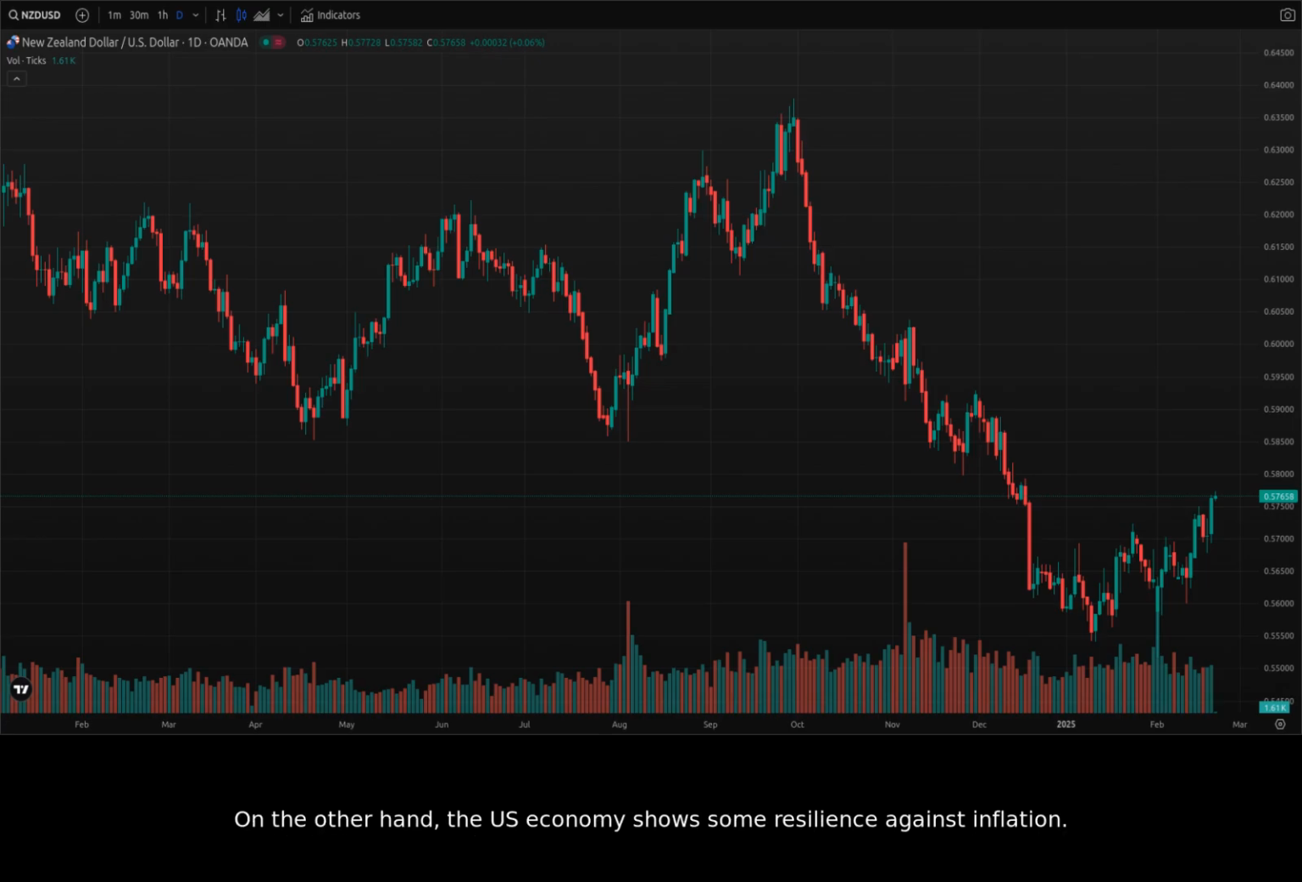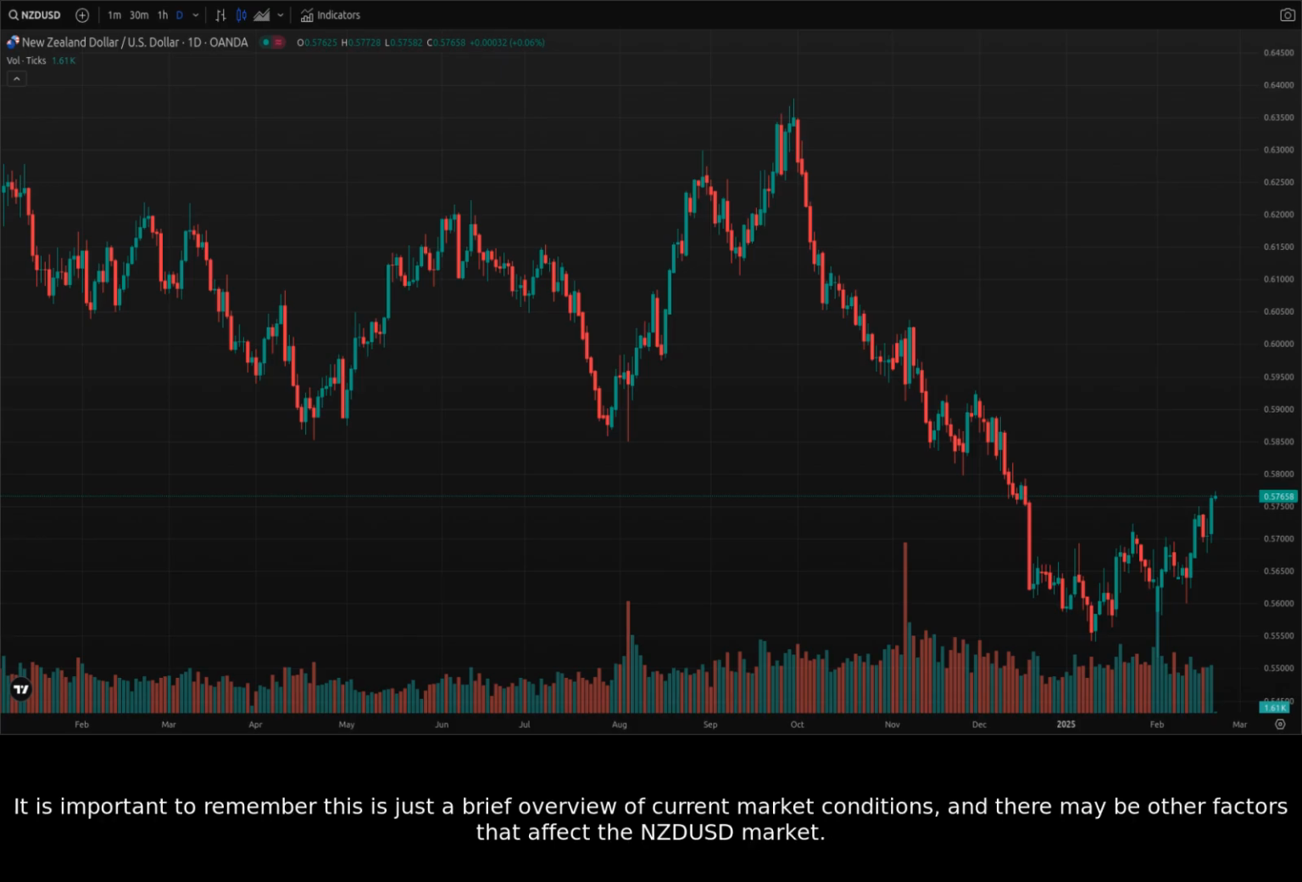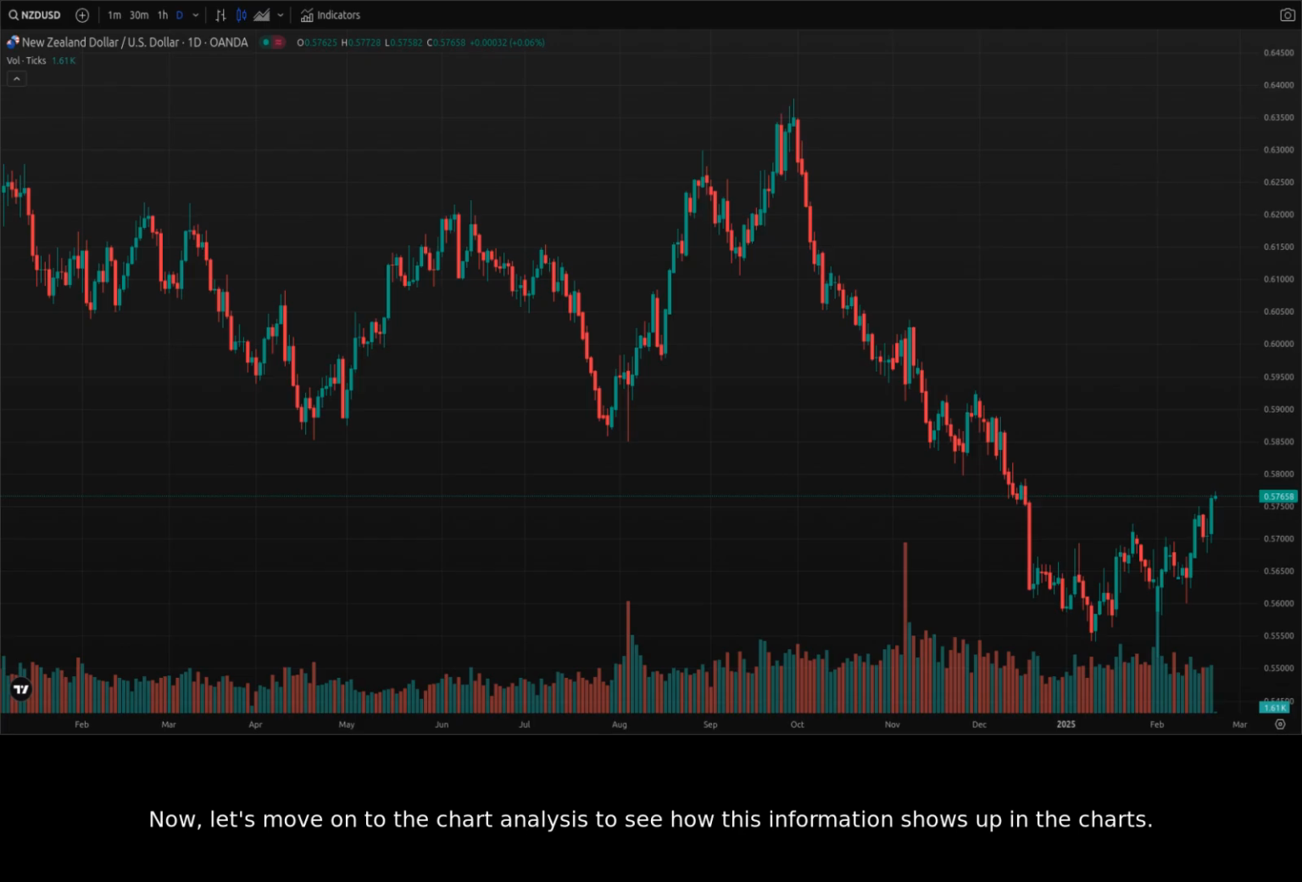On the other hand, the U.S. economy shows some resilience against inflation. It is important to remember this is just a brief overview of current market conditions, and there may be other factors that affect the NZDUSD market. Now, let's move on to the chart analysis to see how this information shows up in the charts.